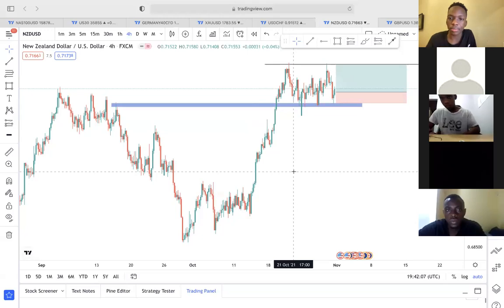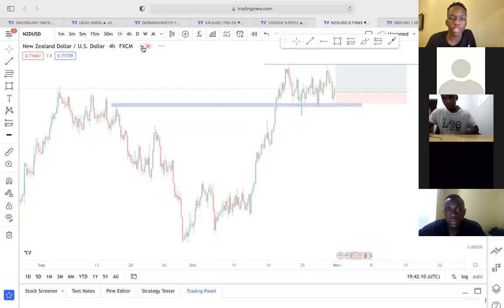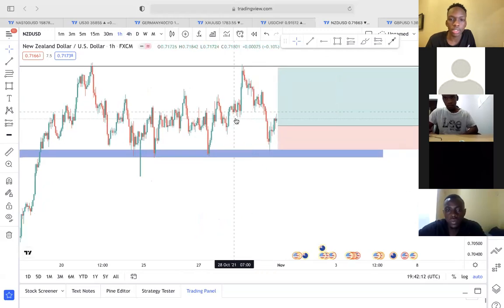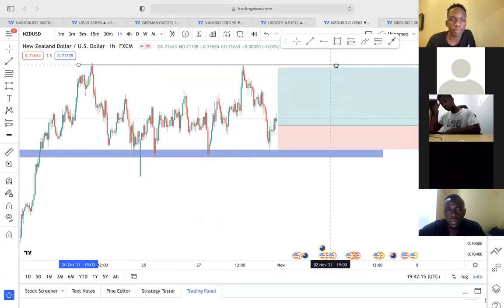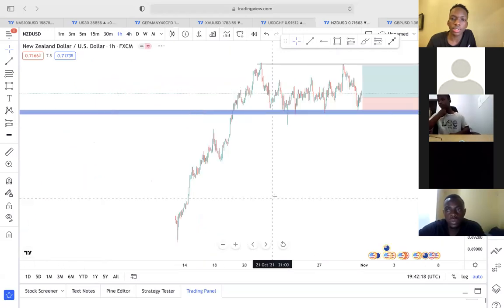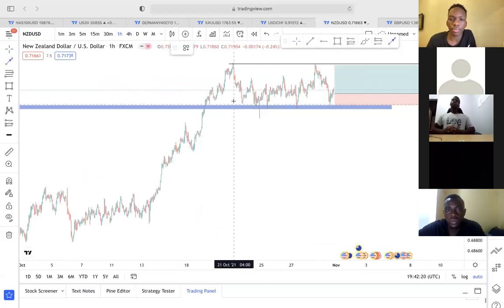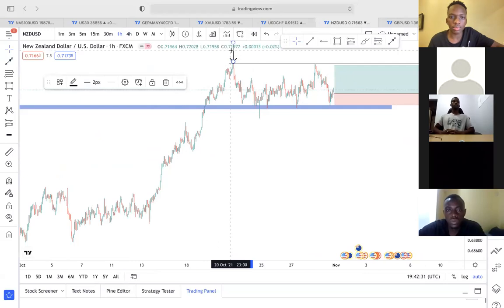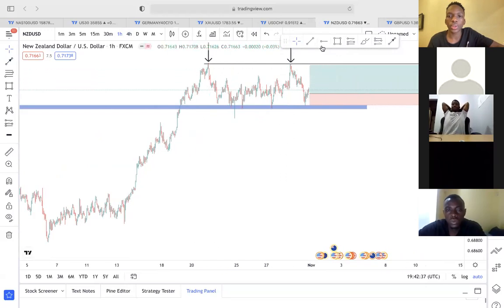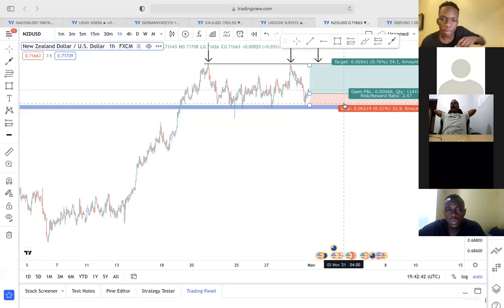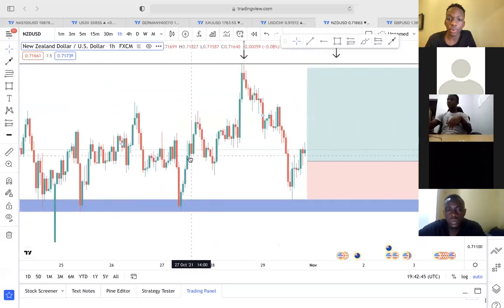We are mid move. Let me just go to H1. Have a look here, but there is still a long way to go. Right, so let me just put in my arrows. So you can see first top. Let me put in the second. Second top. So we are anticipating a third top.